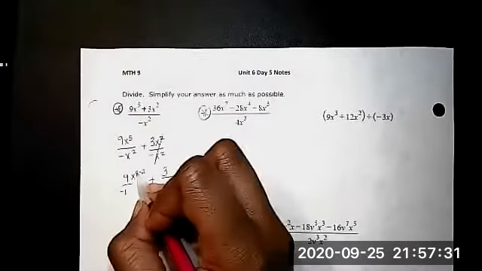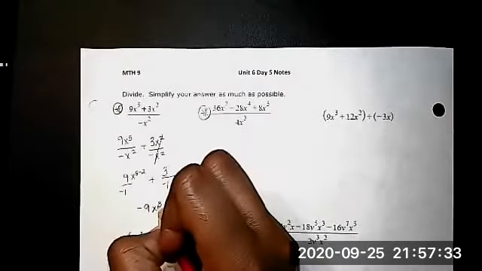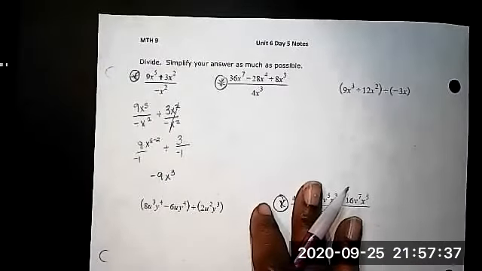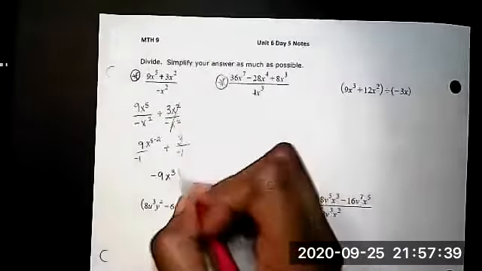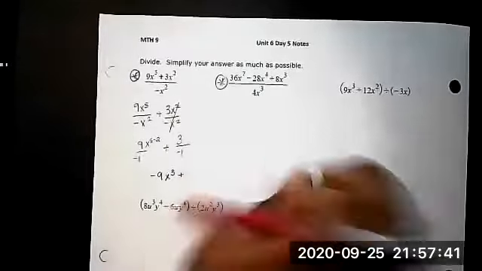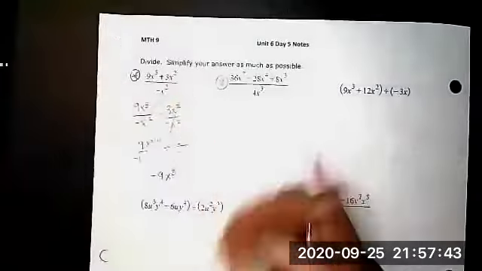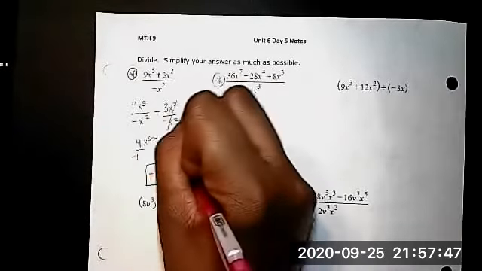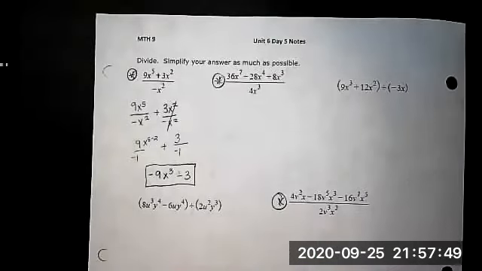And then x, 5 minus 2 is 3. So that's how I got x cubed. And then 3 divided by negative 1 is negative 3. So if it's negative 3, it's going to be minus 3 there. Got that? So you have 9x cubed minus 3. That's what I got for my answer there.